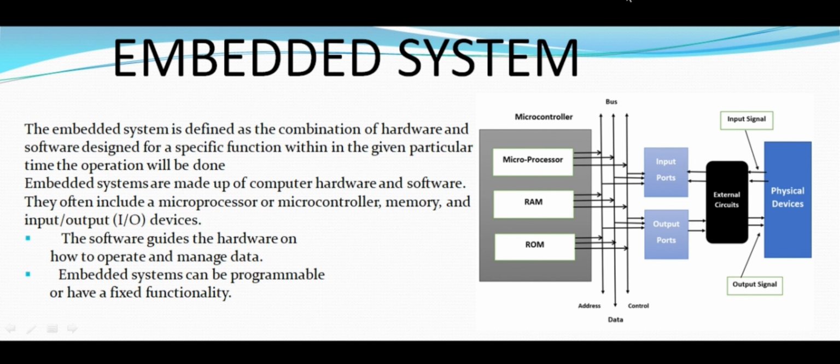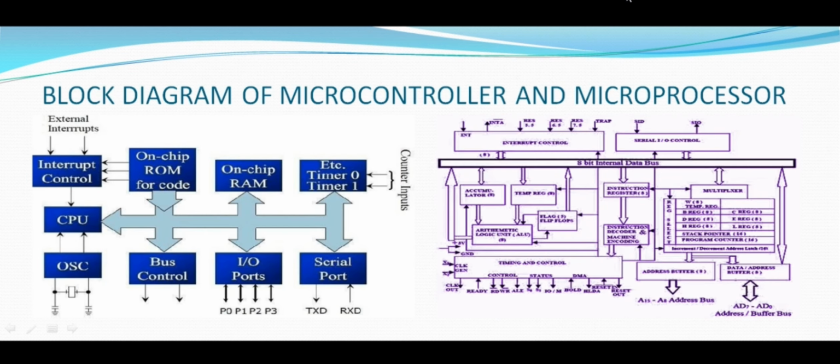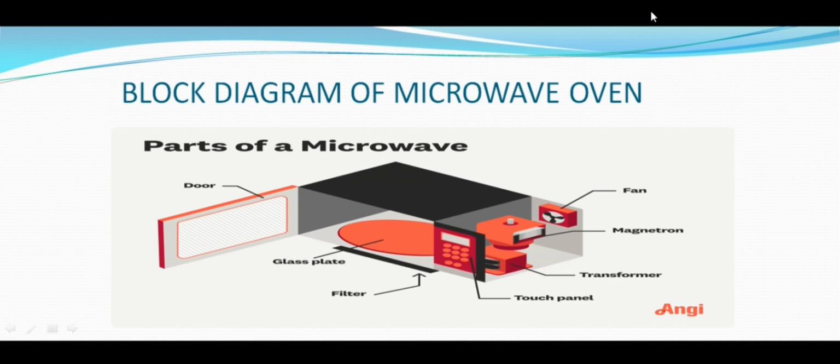have fixed functionality. So these are the block diagrams of a microcontroller and a microprocessor. On the left hand side we can see the diagram of a microcontroller. On the right hand side we can see the diagram of a microprocessor. Block diagram of a microwave oven. Parts of a microwave: door, glass plate, filter, touch panel, transformer, magnetron and fan are present.